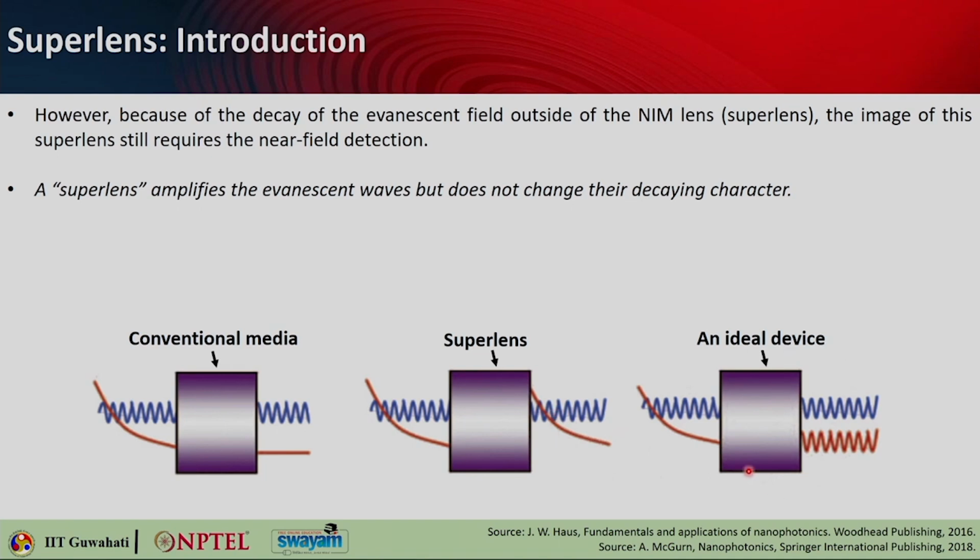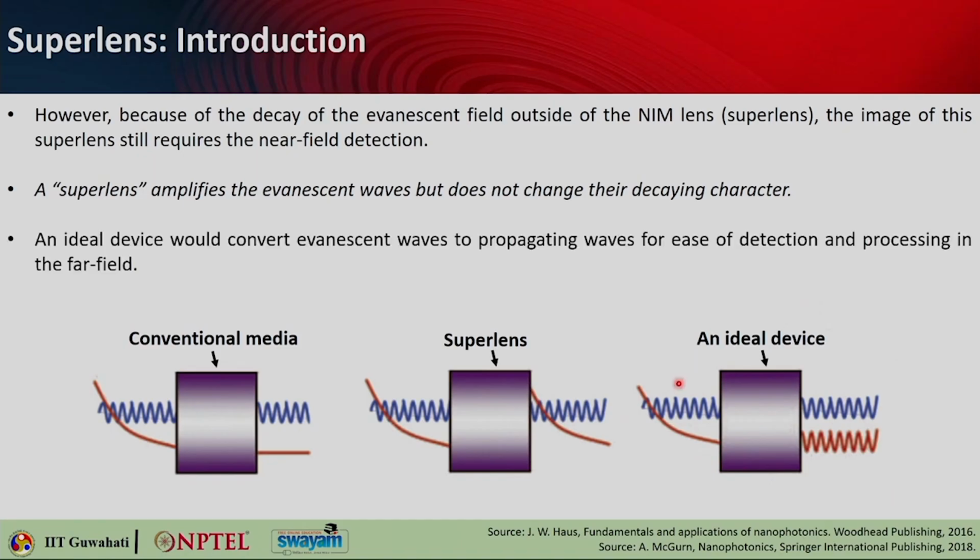But then you are actually looking for something capable of converting these evanescent waves into some form of propagating waves. That is what you are looking for. If you are able to do this, then you will be able to image this object using a far field technique. And this is where the hyper lens comes into the picture. As I mentioned, an ideal device would convert the evanescent waves to propagating waves for ease of detection and processing in the far field.